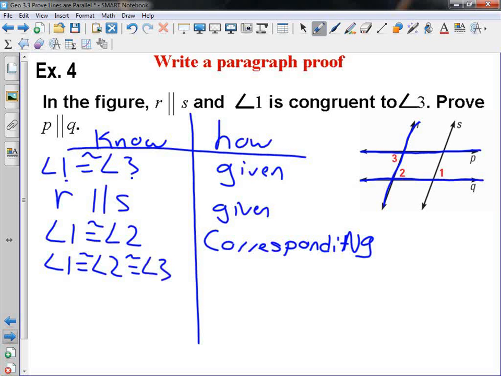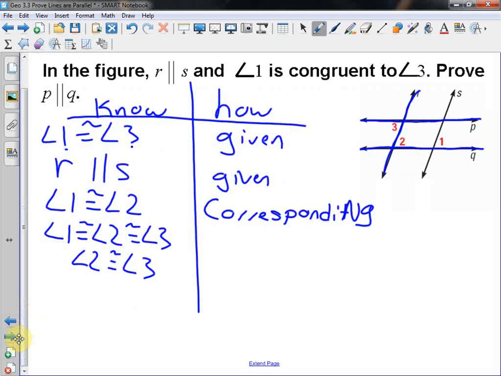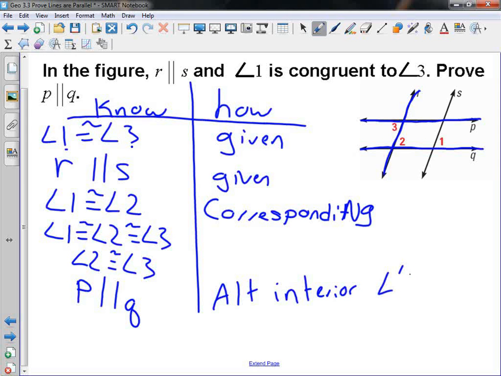And then if we just drop the 1, angle 2 is equal to angle 3. So if angle 2 is equal to angle 3, then I know that P and Q are parallel. Why? They're alternate interior angles. Now, these proofs are going to be a pain for us for a while. We're going to have to get used to doing them, because you will be expected to do them as we move on through the chapters.